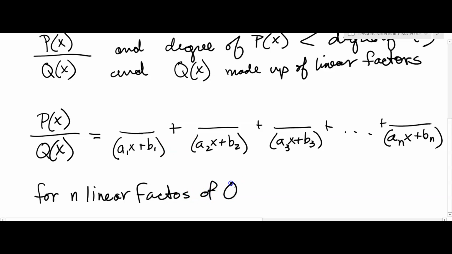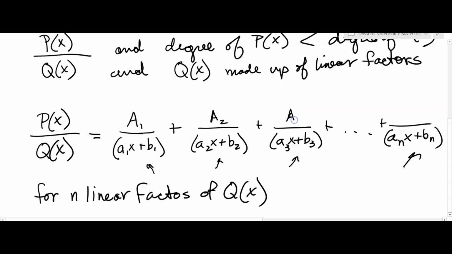of q of x. Okay, so in other words, you have a denominator and it can be factored into so many linear factors. Well, then that's what the denominators look like. You take each linear factor and you give it its own denominator, its own expression. What about the numerators? Well, the numerators have to have a degree less than the denominator. So you can only have like a constant up here.